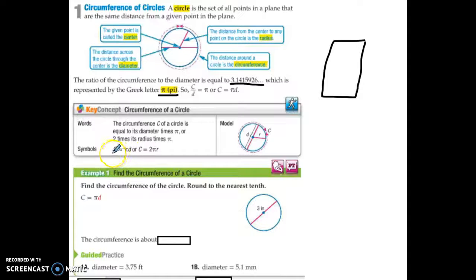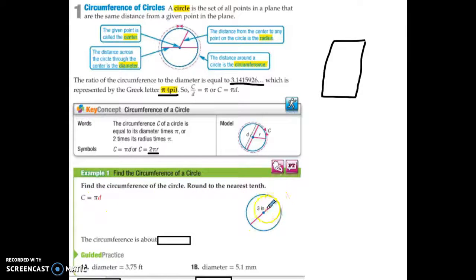Here's our formula for circumference. Circumference is pi times diameter, or 2 times pi times radius. These are the same because if we take 2 times the radius, or we double our radius, that is our diameter. Both of these are the same thing, whichever one you want to use. Typically we use this one just because if they give us the radius, we're able to use it. If we're given the diameter, we can also use this one. But whichever one you want to use doesn't matter to me. They're the same thing.